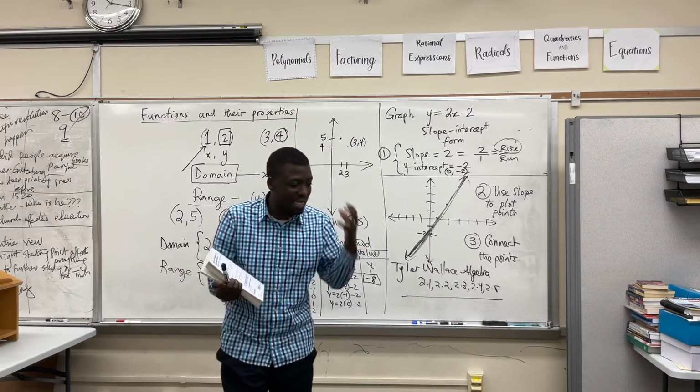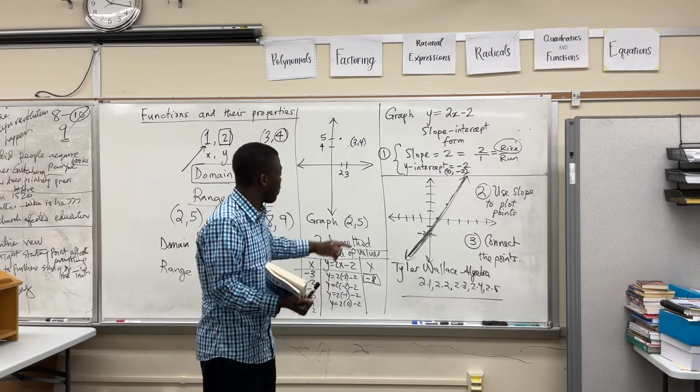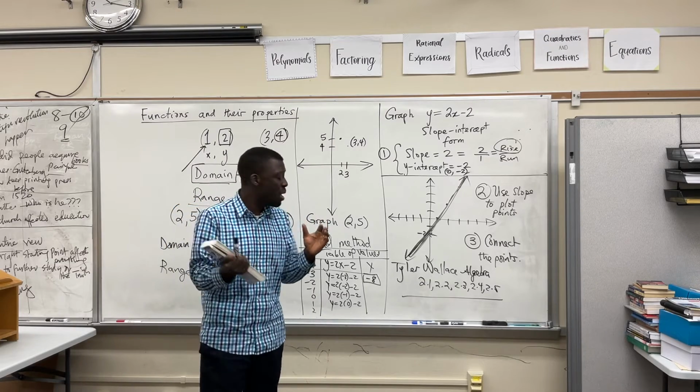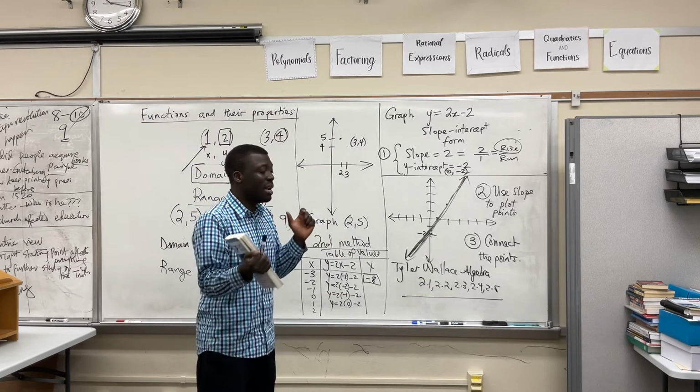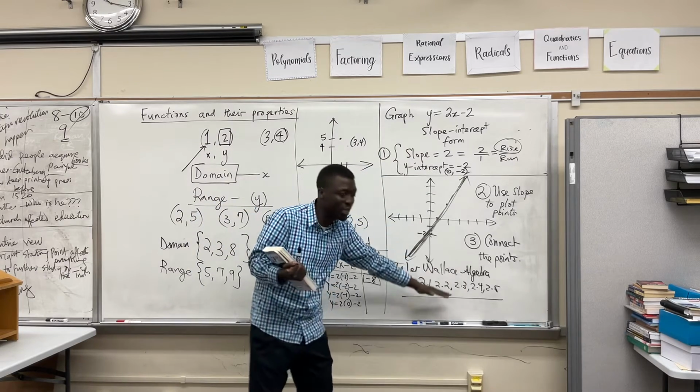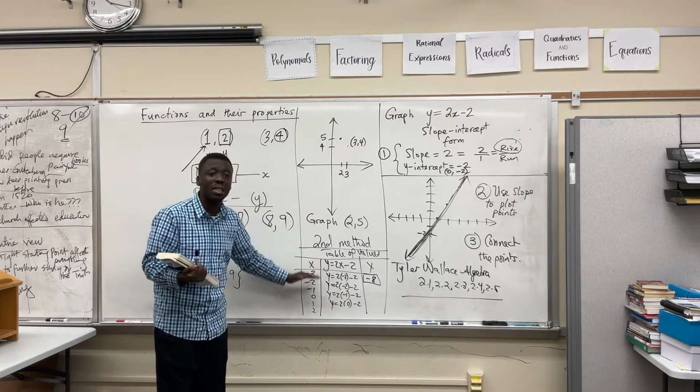But what if you get to an exam and you're like, I've forgotten how to graph? Do you know the second method, right? So that's why we give you multiple methods. Because if you have multiple methods, then you can be more effective. So method 1 is just using the slope-intercept form. Method 2 is using the table of values.